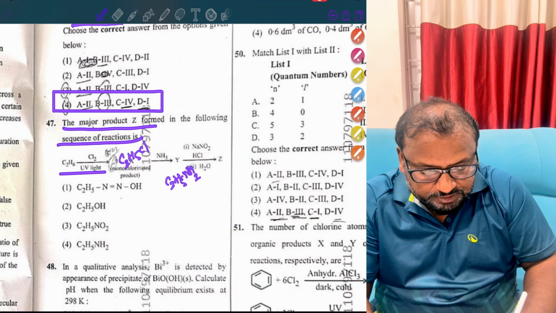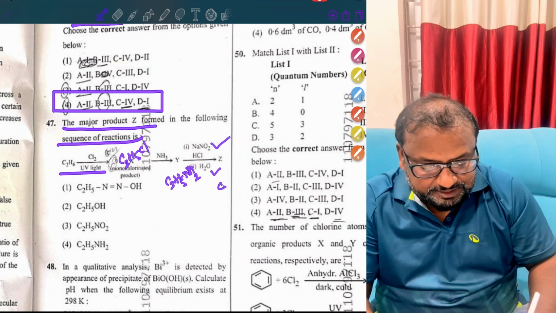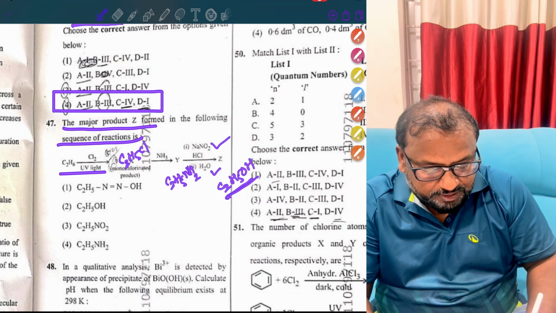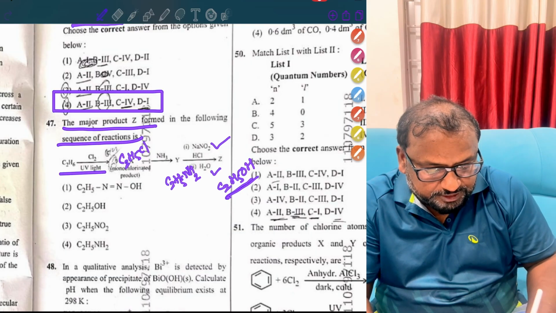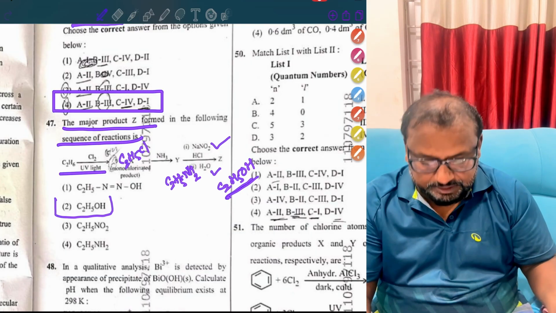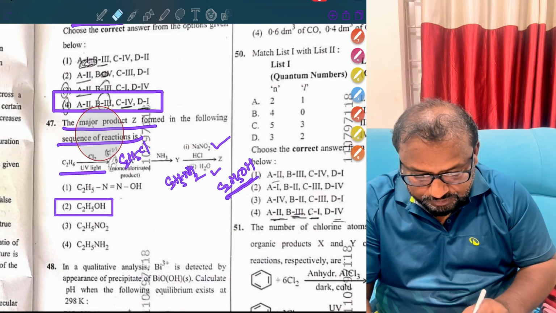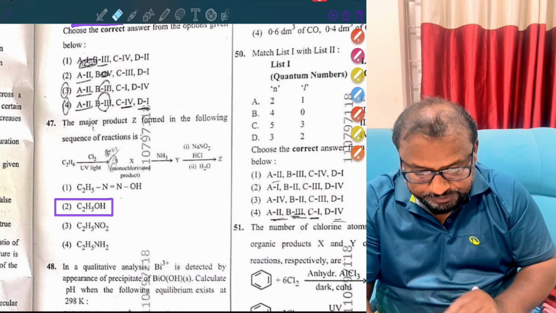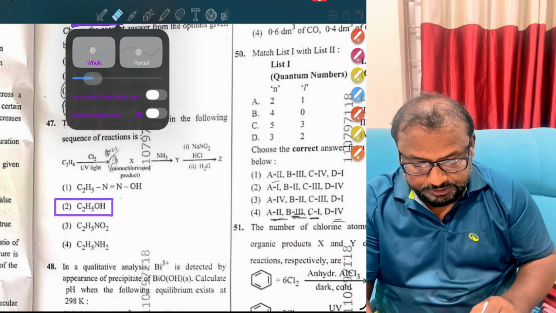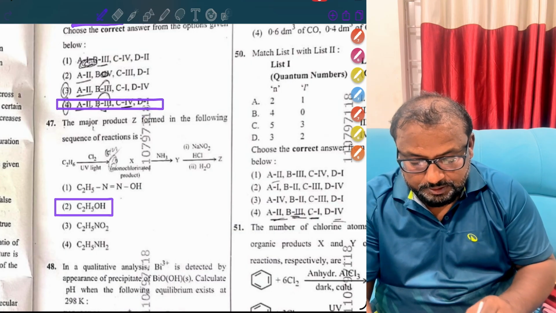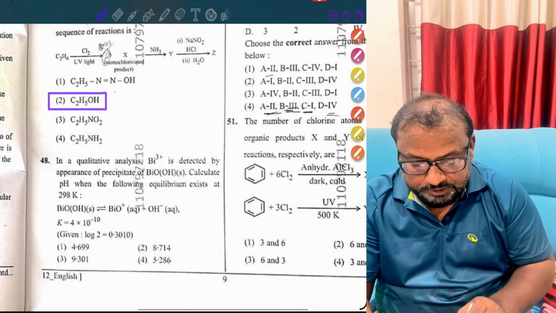When this is treated with this, we'll get ethanamine. When ethanamine is diazotized and treated with water, we are going to get alcohol. NCERT reactions, direct reaction. Therefore alcohol is the answer. The answer for this question is going to be again the second option. Right. Second option is the answer for this question.